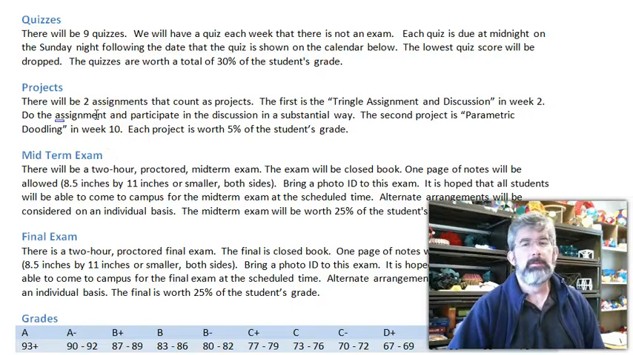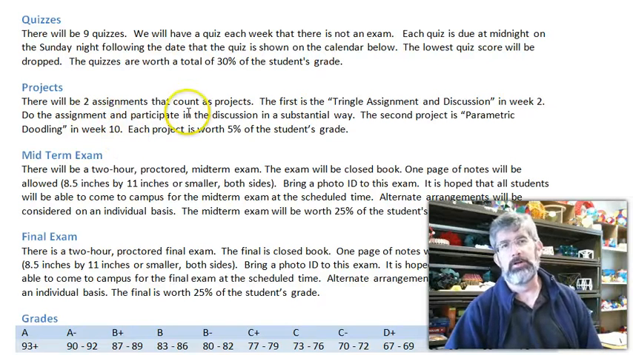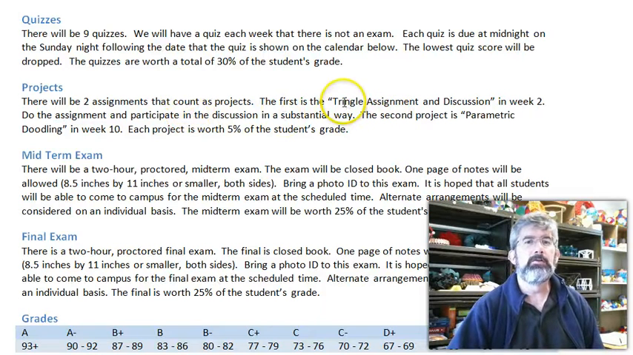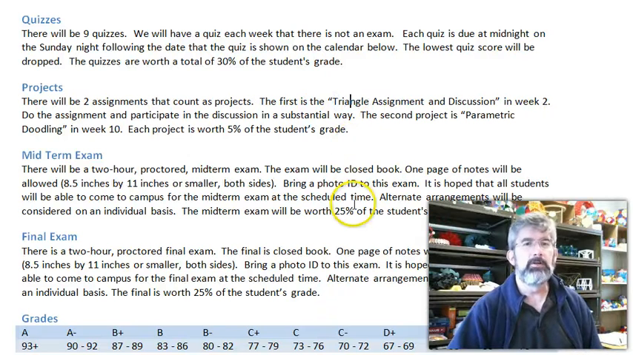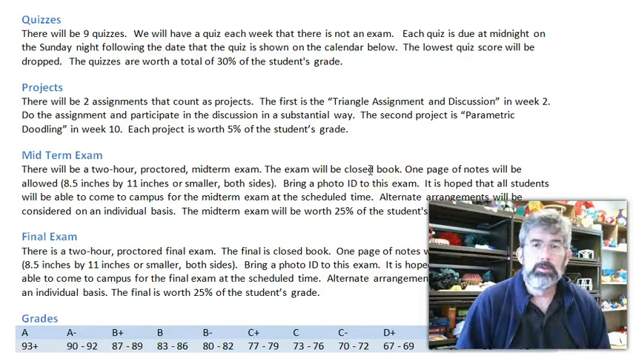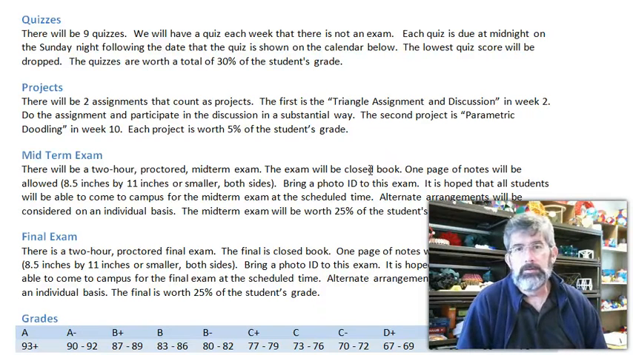Projects. There are two assignments in this course that count as what I call projects. One of them is the triangle assignment. Triangle actually has an A in it, doesn't it? Let's make that change right there. Triangle assignment and discussion. This is in week 2 as you're going through the block for week 2.